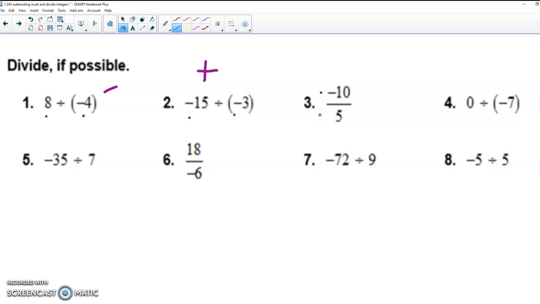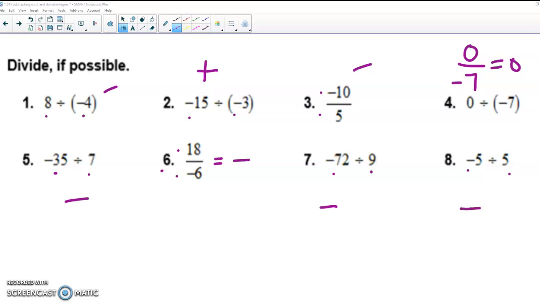Number 3, one of each. One positive, one negative. It's going to be negative at the party. Number 4, 0 divided by anything, positive or negative, doesn't matter. Just 0. Number 5, one of each. My answer is negative. Number 6, one positive, one negative. My answer is negative. Number 7, one of each. One positive, one negative. I get a negative answer. And number 8, one of each. I get a negative answer.